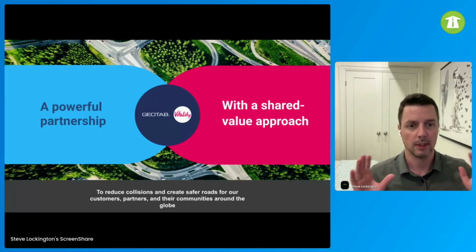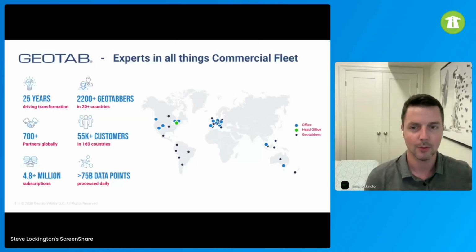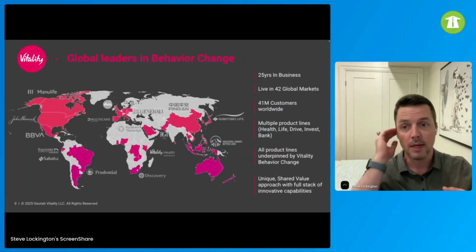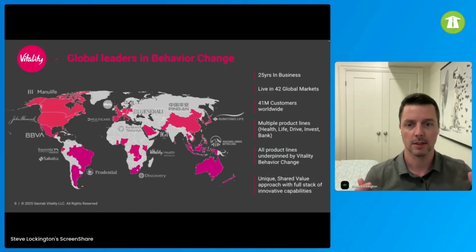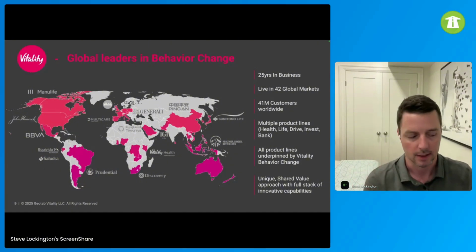Geotab said, this is not a problem that we can solve on our own. We need a partner who can help us with this, that's a global expert in human behavior. I won't tell you about Geotab. You guys already know who they are, but real experts in collision and commercial fleet. Vitality, you may not know, they've been around for 25 years. They're a global company. They have 41 million customers around the world, and their entire business is helping those customers to make better decisions every day.